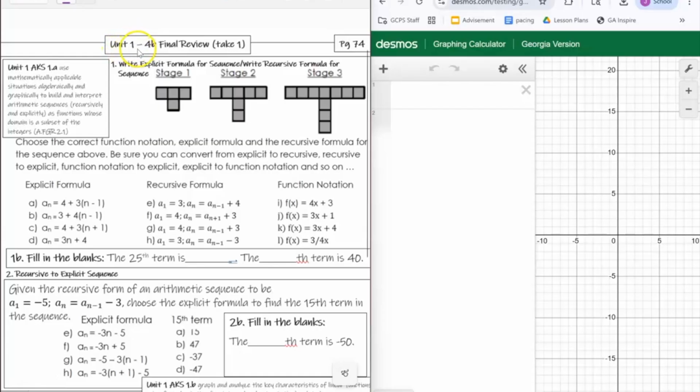All right, this is going to be the Unit 1 through 4B Final Review, Take 1 review. We're going to begin with ACAS 1A. So from 1A, this is the Delta Math title that you can go and practice for these kind of questions. So this is write explicit and write recursive.